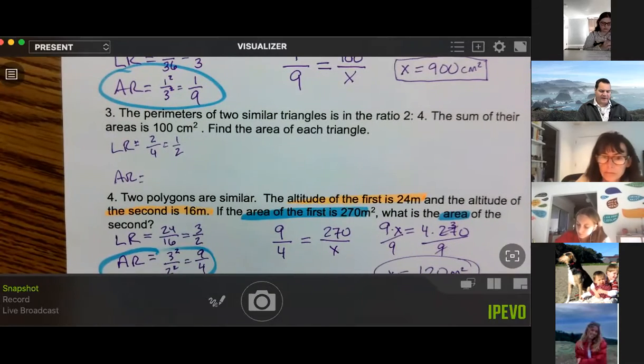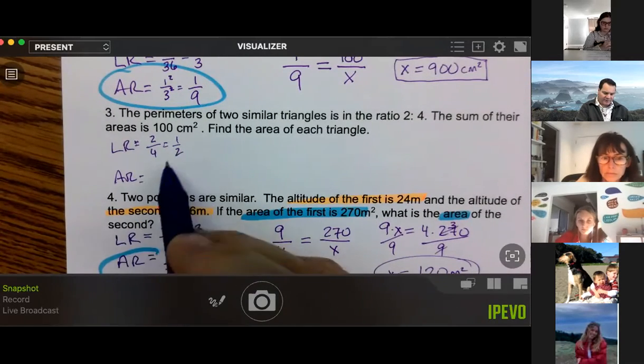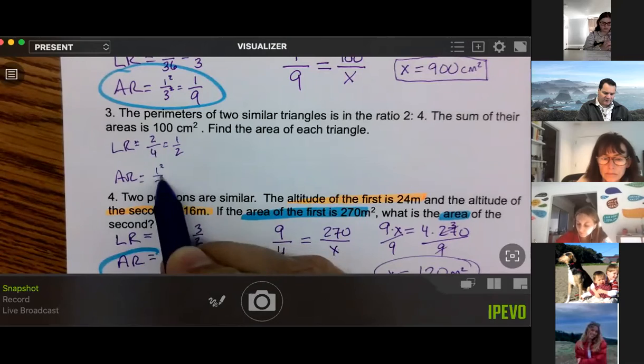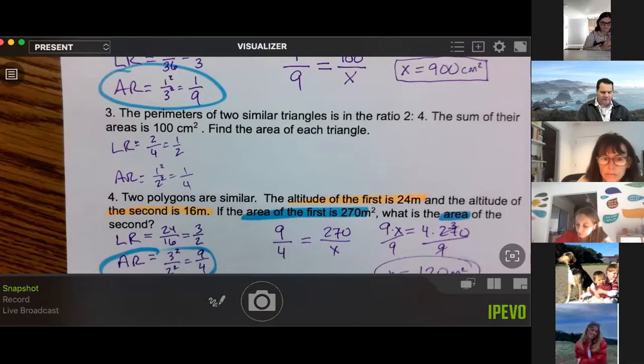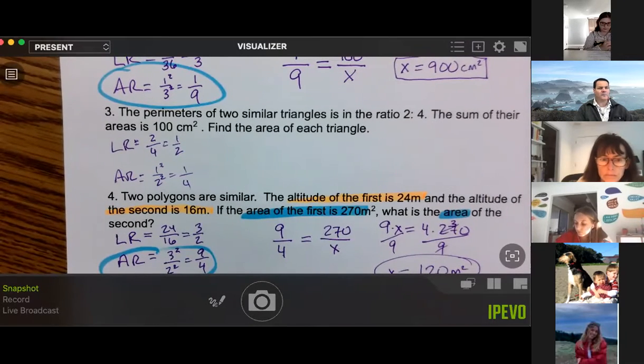And we want to talk about their areas. So let's get our area ratio. I'll take my 1 over 2 and I'll square them both, getting 1 over 4. But then it's not asking us to solve a single area. It doesn't give us the area of a single one. It tells us that their sum is 100. Remember the extended ratios we did last class?